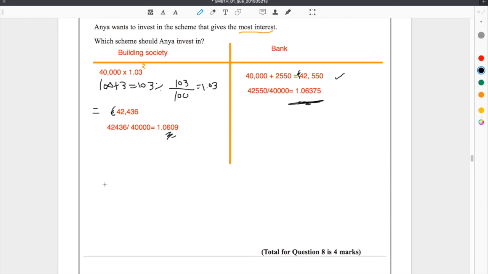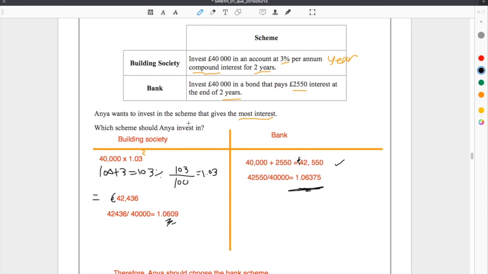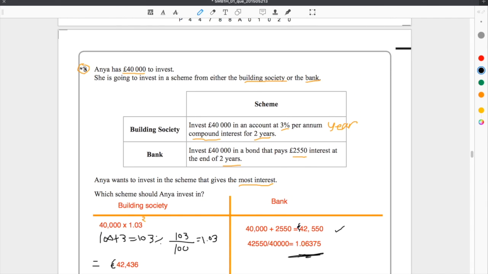So to complete the question, therefore, Anya should choose the bank scheme. And that is certainly enough for 4 marks. If you like, you can compare those two values directly in a sentence just to make it even clearer to the examiner, but this would certainly get you the 4 marks. So again, take note of the written communication question there.